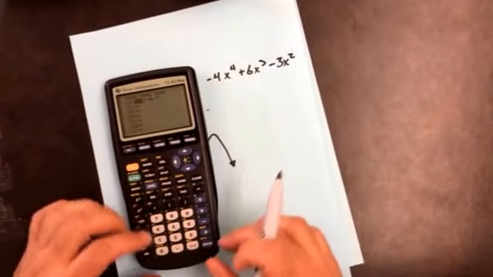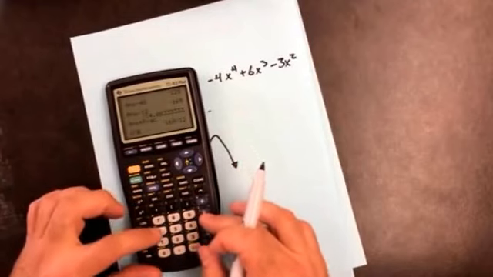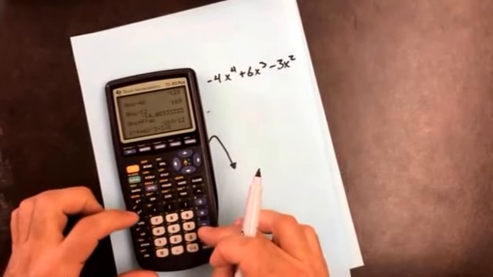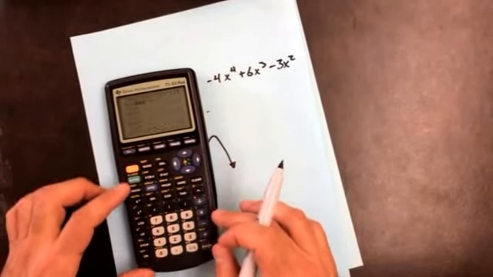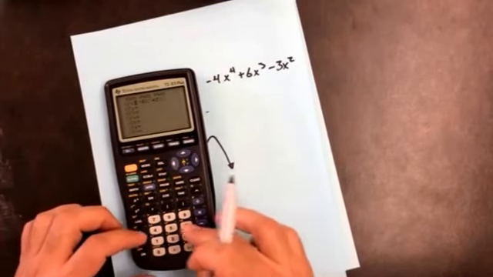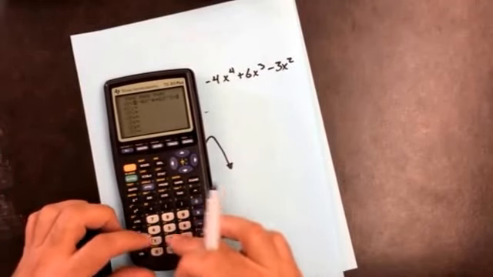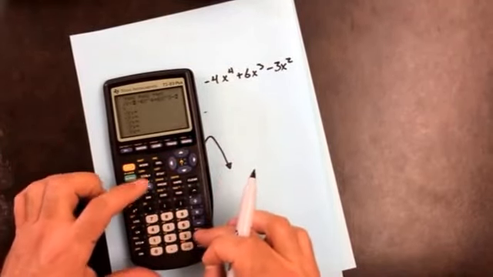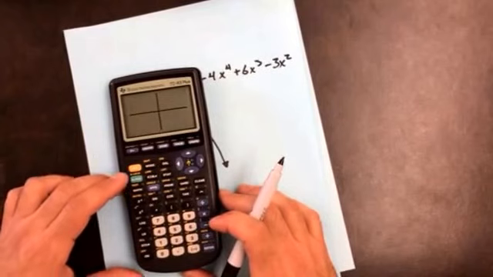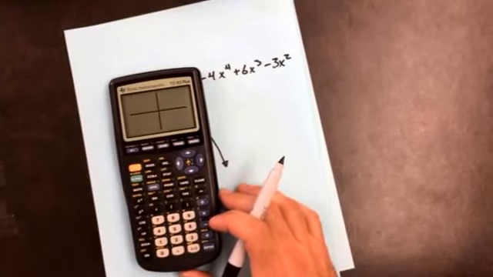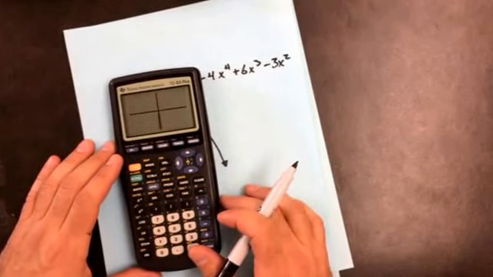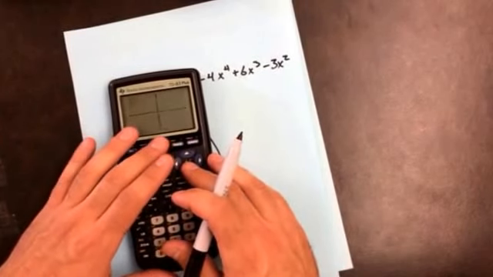So let's put this into the equation. Negative 4x to the 4th plus 6x to the 3rd minus 3x squared. Put it in wrong. Negative 4x to the 4th plus 6x to the 3rd minus 3x squared. And we're going to look at the graph. I might be zoomed out too far. I'm going to zoom in a little bit. I still can't really see it, so I'm going to zoom in again.